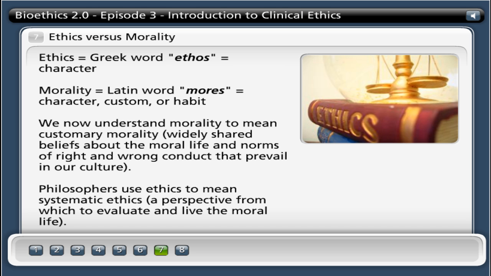Morality, on the other hand, goes back to the Latin word mores, which also means character, but can also be translated to mean custom or habit. Now, we typically understand morality to mean those things that are widely shared beliefs about the moral life and the norms of right and wrong conduct that prevail in our culture, whereas we typically think of ethics as having many different meanings. A proper philosophical use of the word ethics means systematic ethics, that is, the perspective from which we evaluate and live the moral life.